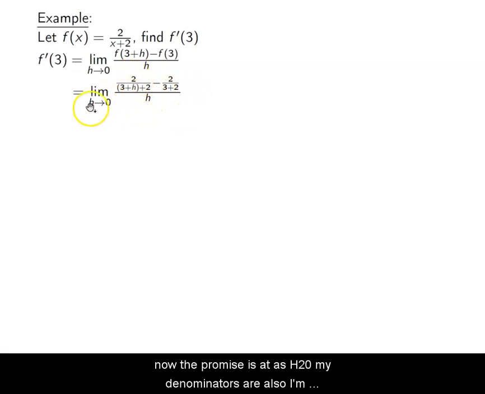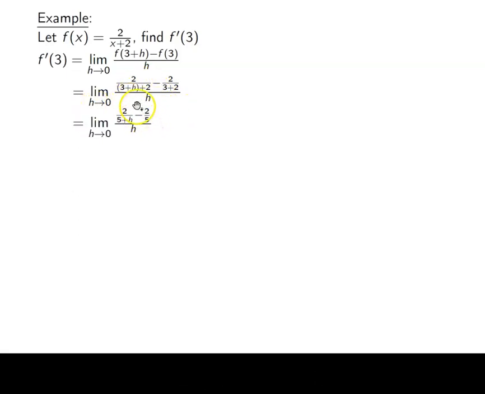Now the problem is that as h goes to 0, it makes my denominator 0. So I want to simplify this as much as I can algebraically, rather than plugging in a bunch of different values for h and trying to look at this numerically. I want to use my algebraic methods. So I can add 3 and 2 together. This becomes 2 over 5. This is a complex fraction, a fraction inside of a fraction, so I just want to simplify things.